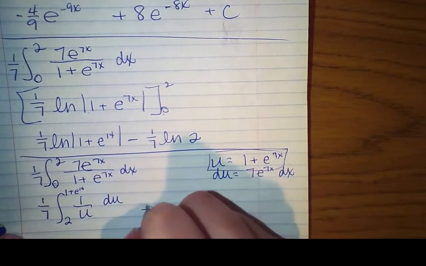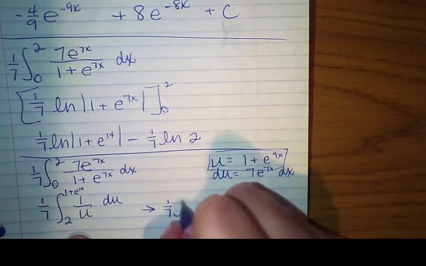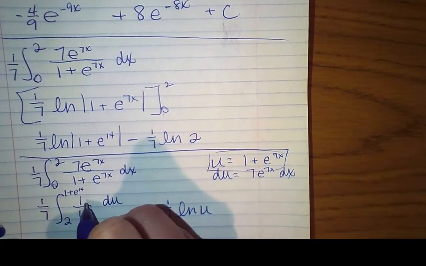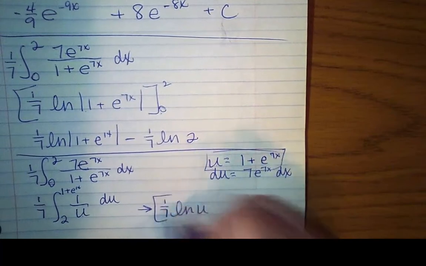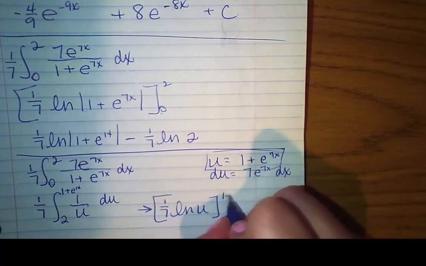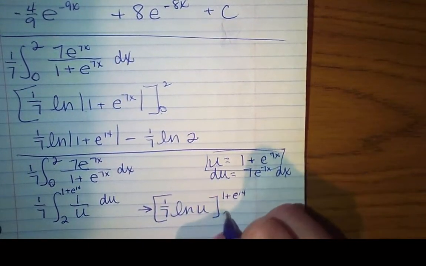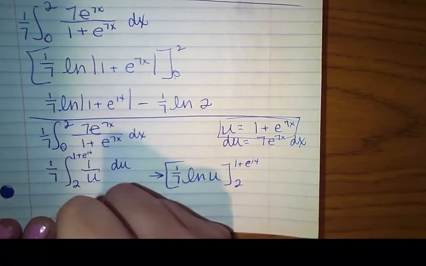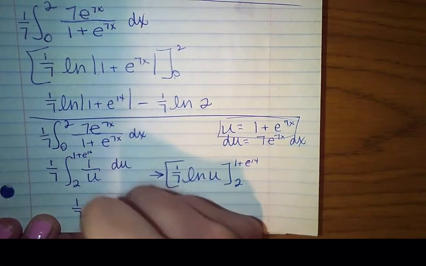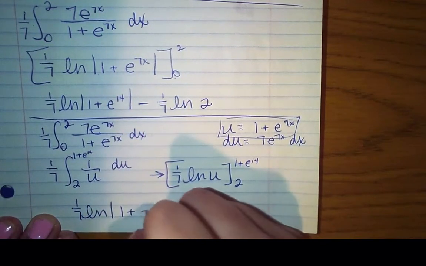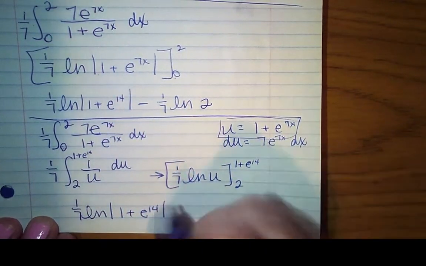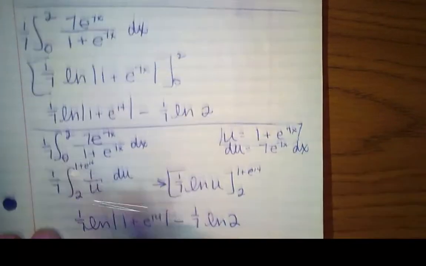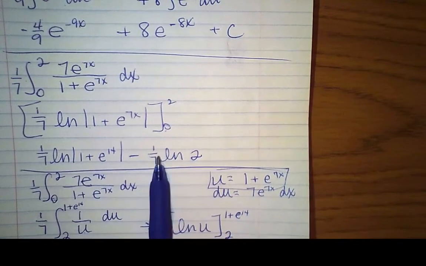And so now when I integrate this, I get a 1/7 natural log of u, okay, because the derivative of the bottom is in the top. And now I can evaluate that going from a 1 plus e to the 14th and going down to a 2. So now slap this stuff in. I get a 1/7 natural log of 1 plus e to the 14th and then minus 1/7 natural log of 2, which is exactly what I got up here.